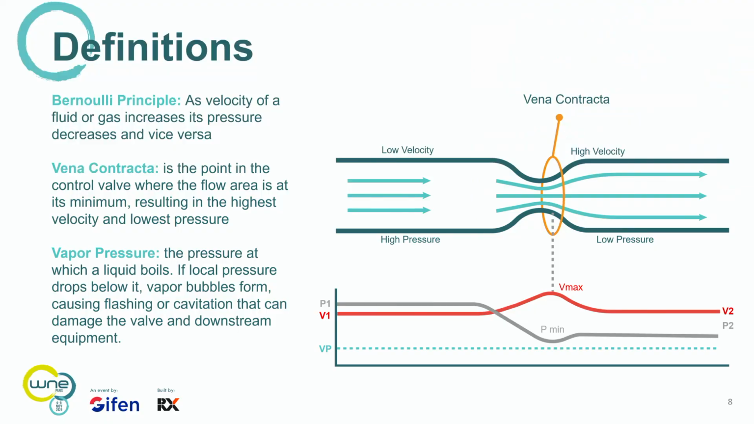You have the Bernoulli principle that basically says as velocity increases, pressure decreases, right? In any valve, you have the vena contracta. The vena contracta is the place where the orifice is the smallest, so you have the highest velocity and the lowest pressure. These are all very important.